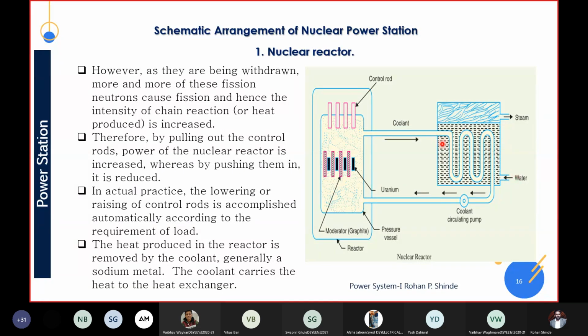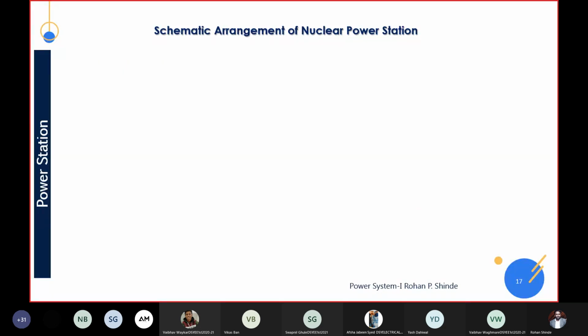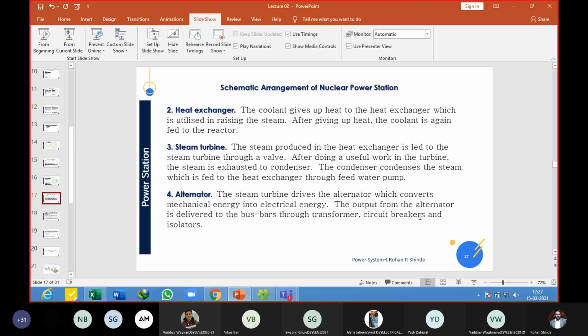Now see here, in this heat exchanger, first tubes are there, and in those tubes water is moved. Now this heat energy will convert this water into steam. Now this steam will be moved towards the steam turbine. So this is the structure and working of the nuclear reactor. Next, the heat exchanger and the remaining things we will see in the next lecture.